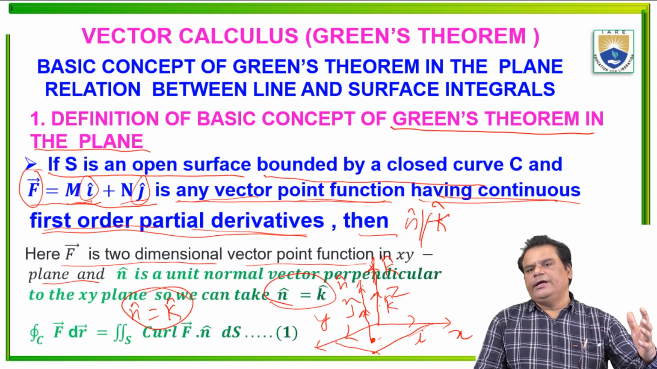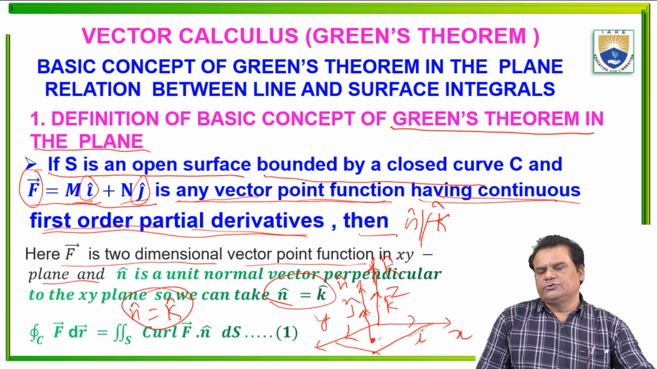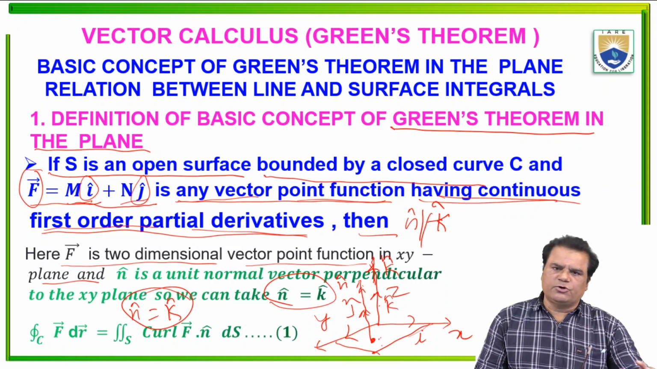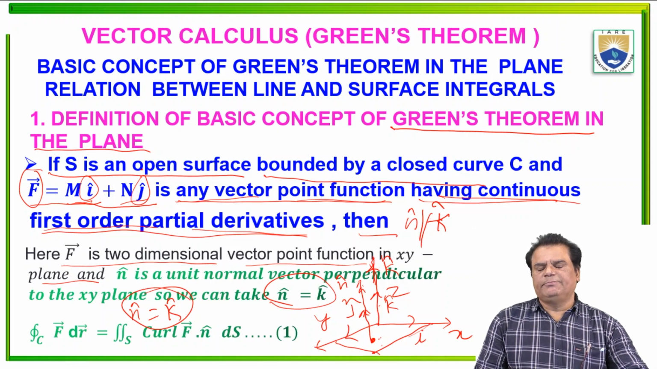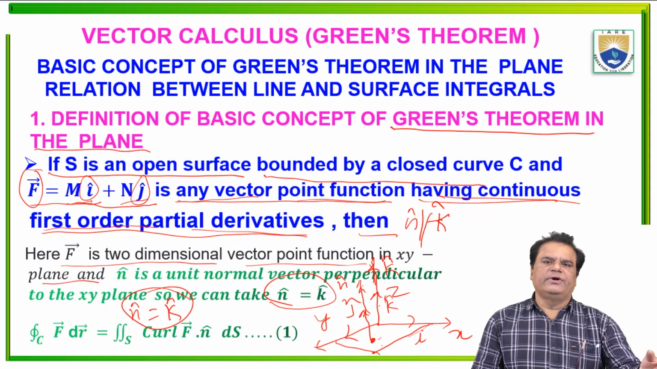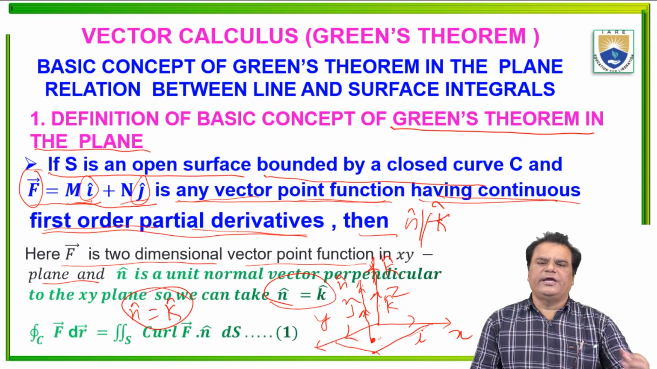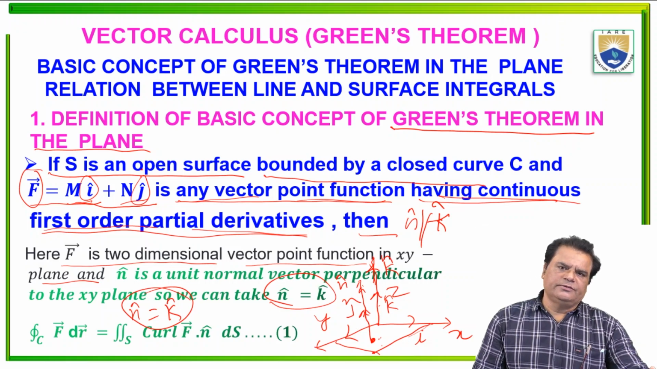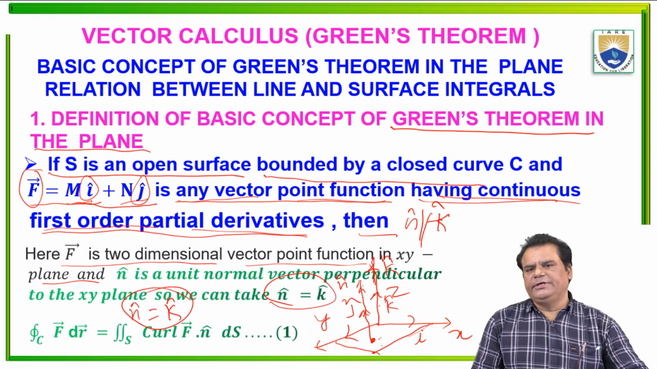In Stokes theorem, the n vector is not parallel to the k vector; the direction of n is different. The unit vector n is equal to cos alpha i plus cos beta j plus cos gamma k in Stokes theorem. But in Green theorem, the main concept is that the unit normal vector is parallel to the k vector, meaning the direction of the unit normal vector is along the z axis. So n equals k, we can write.